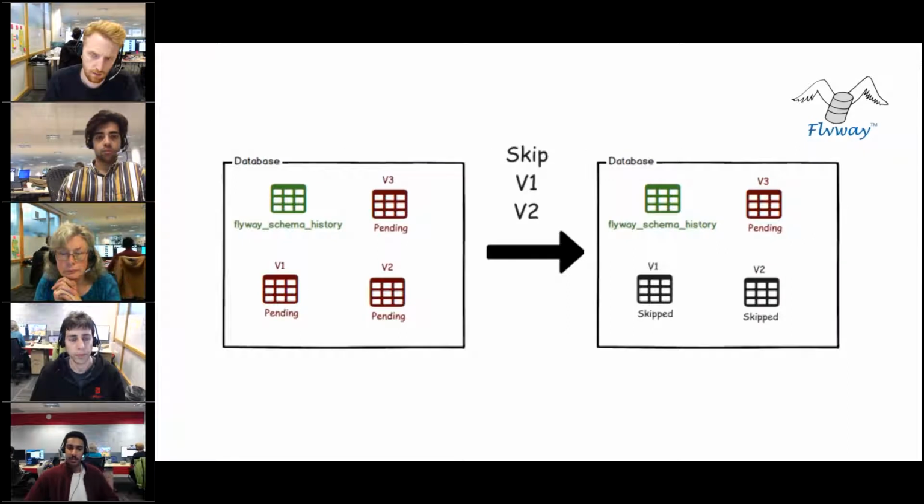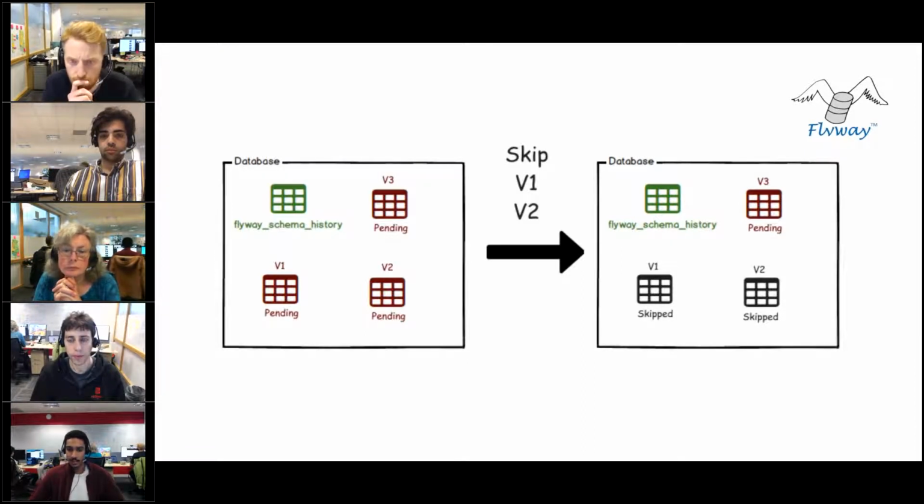Yeah, so there's a diagram here of how conceptually skip could work. On the left-hand side, you have a representation of your database, and you have 3 migrations which are pending, v1, 2, and 3. So you run skip, and you can say, okay, I want to skip version 1 and 2. On the right-hand side, they're now marked as being skipped in your database. The version 3 is still pending.